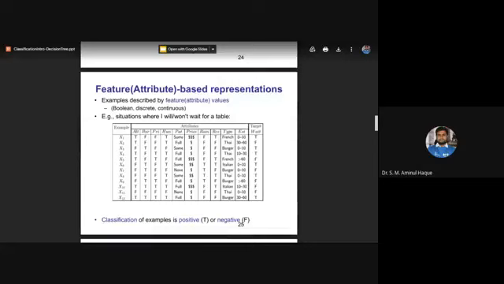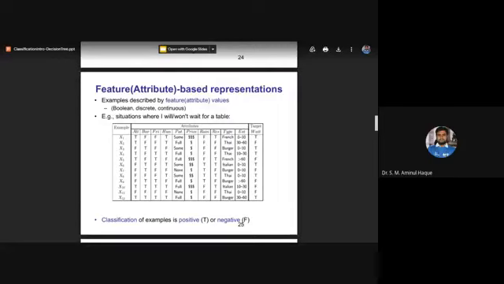Patrons, how many levels? Some, full, and none, right? Yes, sir. So how many sum are there? Sir, 4. That means for sum, the probability will be 4 by 12, right? 4 divided by the total number of data points. For full, how many fulls are there? 1, 2, 3, 4, 5, 6. So the probability of full will be 6 by 12, right?